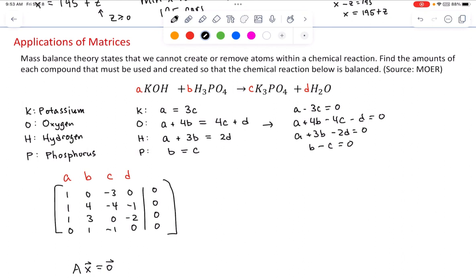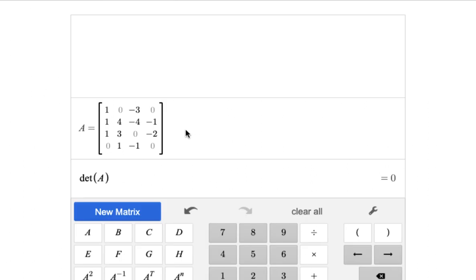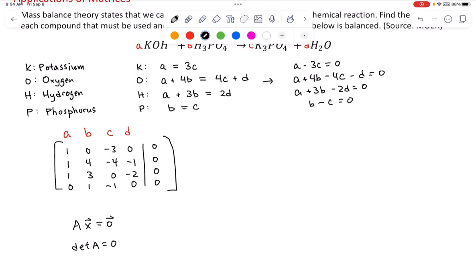Going to our Desmos calculator, I typed in just the coefficient matrix, which is a 4x4 matrix, and calculated its determinant. Notice its determinant is equal to 0. So from our theory about the invertibility of A, we know that if the determinant of A is 0, then A is singular, and we know therefore that AX equals 0 is going to have infinitely many answers. It'll have answers that are not just the 0 vector.